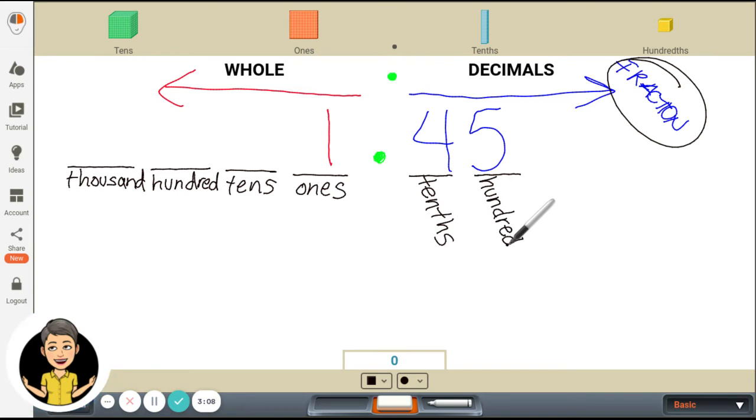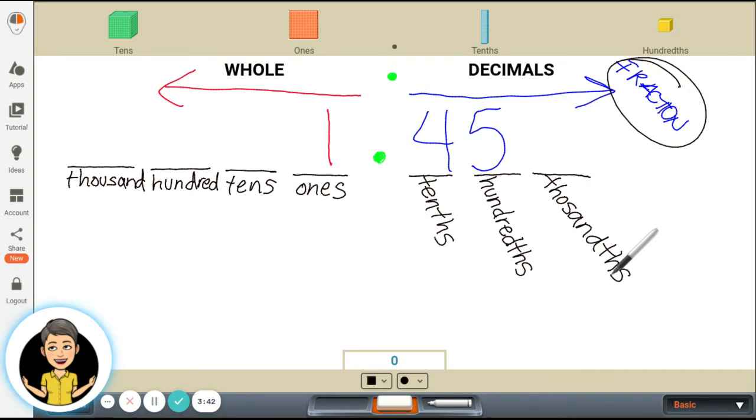Hundredths. Tenths and hundredths, in both instances. Okay? So we have the tenths place and the hundredths place. We have another decimal digit here, which is going to be on the thousandths place.